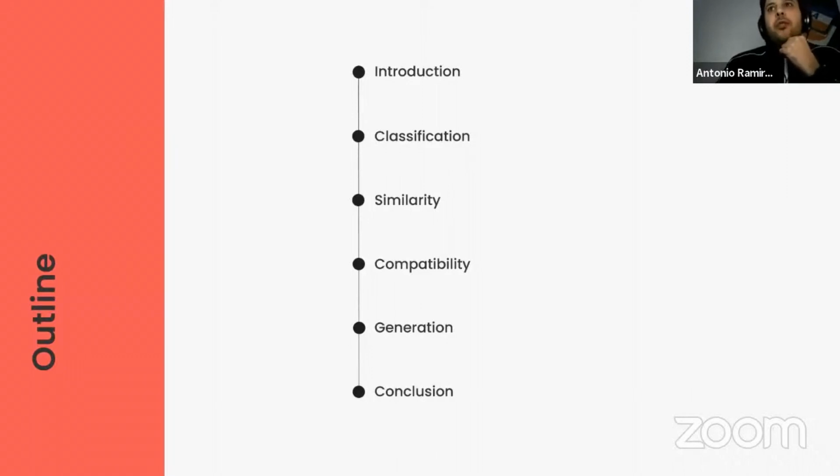Okay, so a quick outline for our talk. I'll start with a brief introduction on what samples are, how people navigate them, and how they are retrieved from online collections. We'll be looking at how classification algorithms can help on organizing and sorting collections. Then we'll be looking at similarity, then compatibility, and the final topic will be focusing on generating new samples, and a brief conclusion.